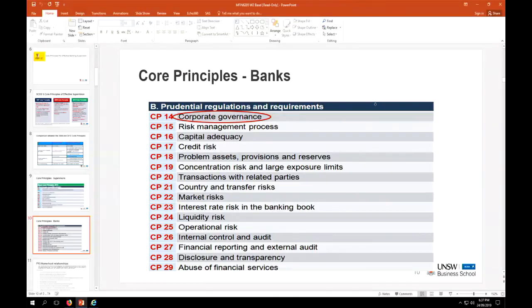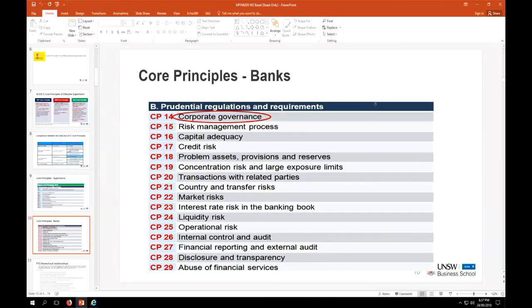18, problem assets. So again, you look at Australian standards, you've got APS 220, credit risk, and then you've got APS 221, which would be large exposures. So APS 220 talks about credit risk and managing problem assets, and 221 talks about large exposures.